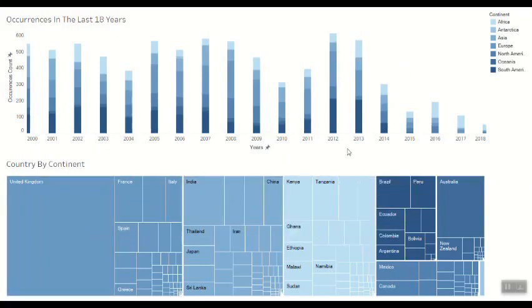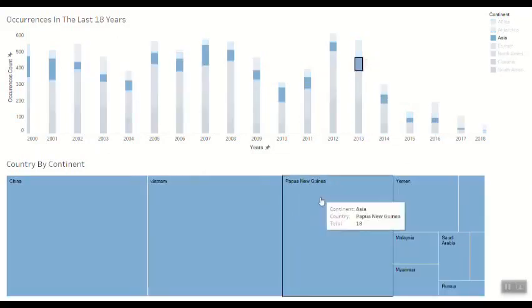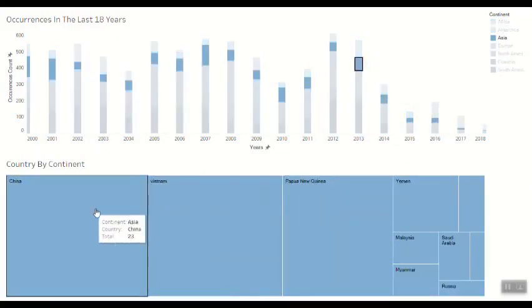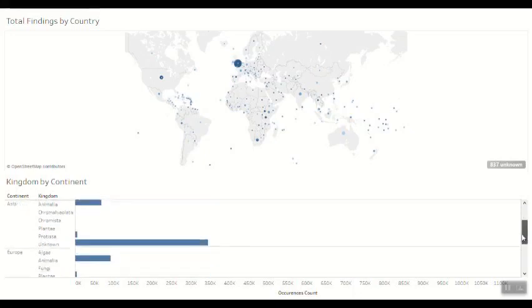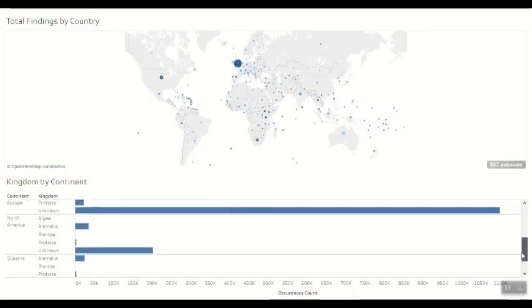If we select the continent on top, the graphic below is filtered, showing the occurrences by the countries of that continent in that year. This dashboard shows the amount of occurrences found in each country. We can see that England is the country with more occurrences found. Below we can see the kingdoms of the species found by continents. The majority of the species belong to the kingdom Animalia.